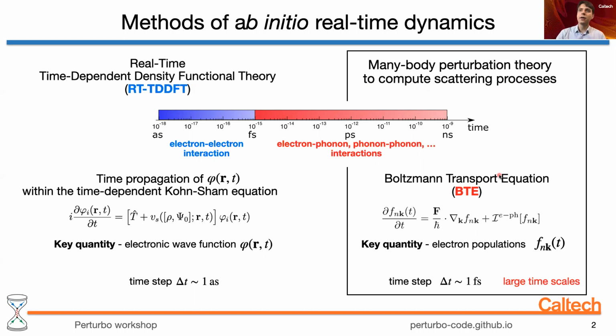Here we solve the time-dependent Boltzmann transport equation, and now we perform the propagation of the electron population function, a function f. A typical time of these real-time simulations is about 1 femtosecond. So it was the total simulation time in the previous approach, just to give you a comparison between the two. In this lecture, we will consider the second approach, the real-time dynamics within the Boltzmann transport equation.